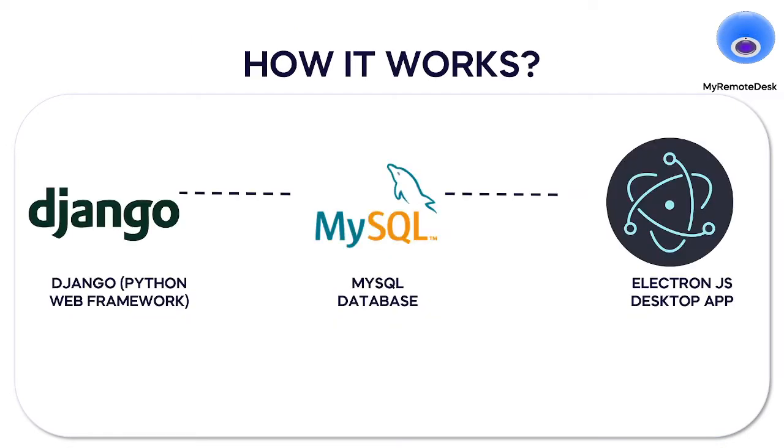So how does it work? For the web application, we have used Django as a framework and Python as a backend, and all these are connected to a MySQL database. For the desktop app, we have used Electron JS JavaScript, and for video conferencing we have used Node.js.